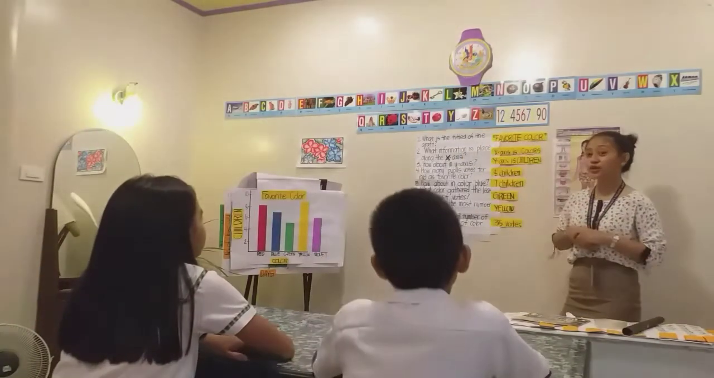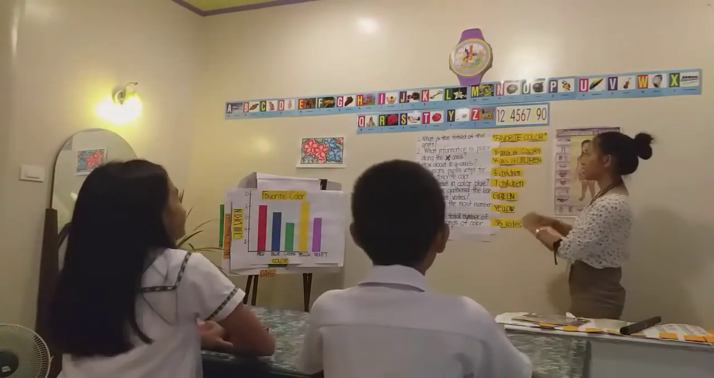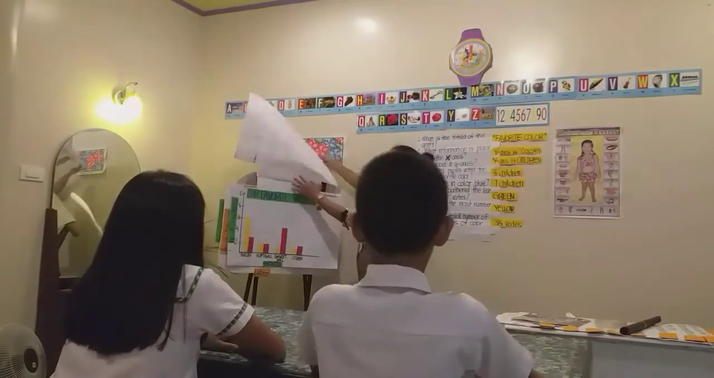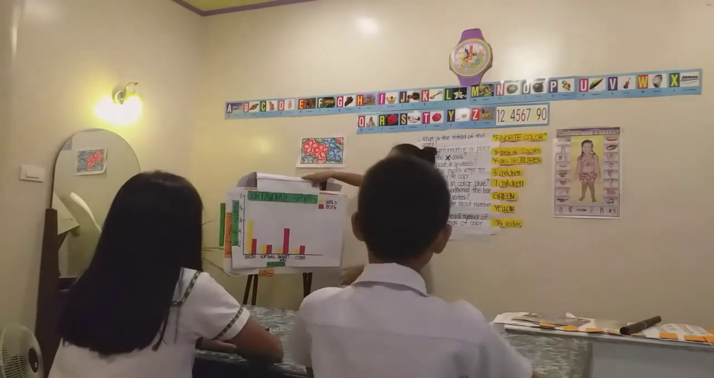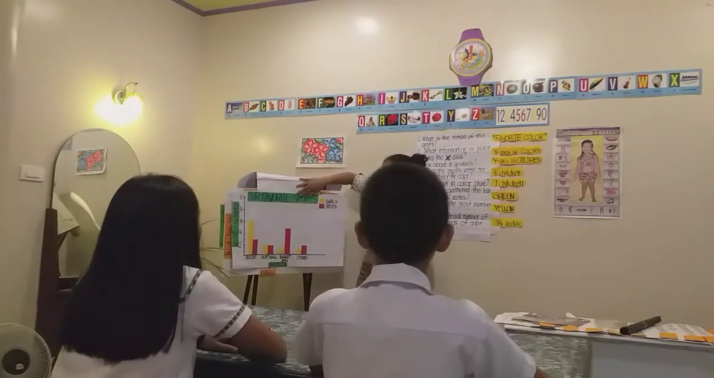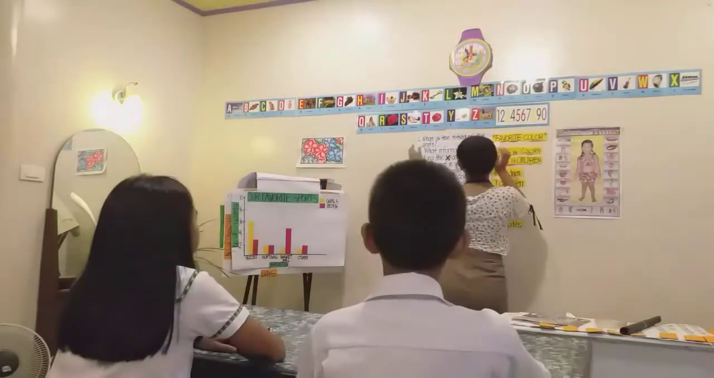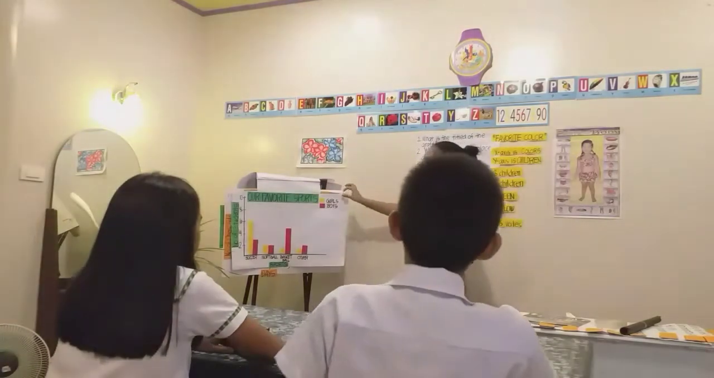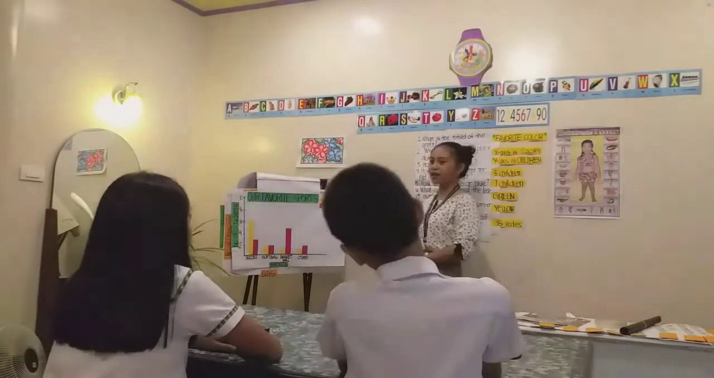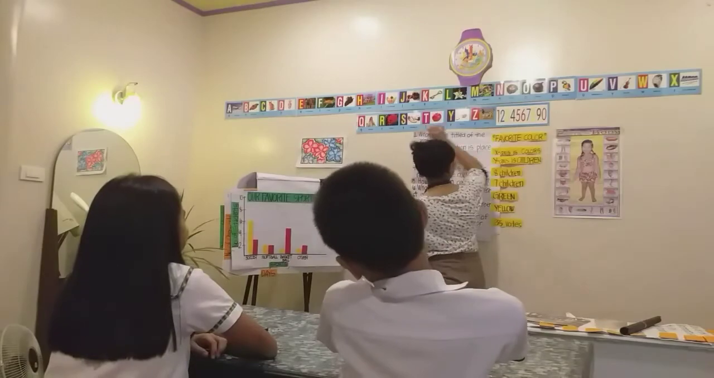Very good. Do you understand? Yes, Mom! Okay, I have another example. Please understand this graph. This is a? Double bar graph. Okay, very good. I will just give you 1 minute and after that, we will interpret it. Okay? Okay, Mom.